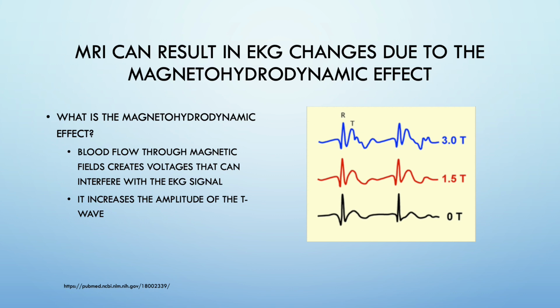Next time you're down in an MRI, you can take note of how different the EKG looks, and it is due to this effect. As blood flows through the body, and therefore through the magnetic field of the MRI, small voltages are created that can interfere with the EKG signal. In particular, the amplitude of the T wave can be increased and alter the overall morphology of the EKG. As you can see from this image, as the strength of the MRI magnet increases, this effect is more pronounced.